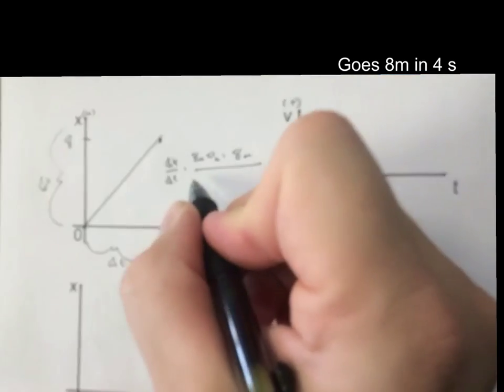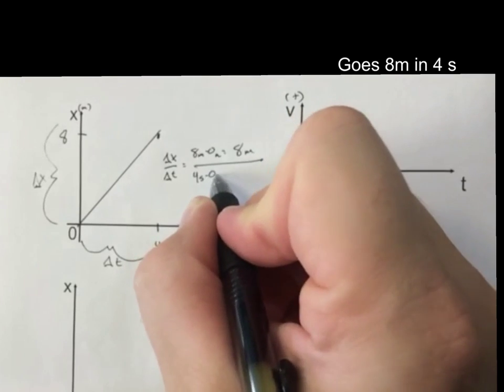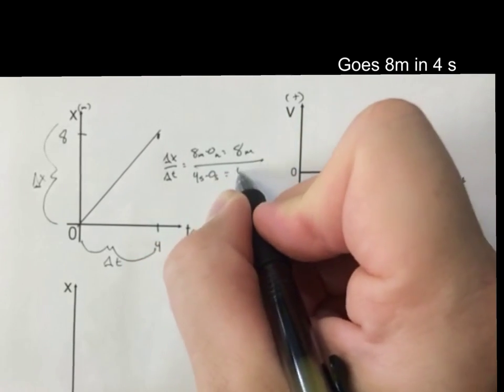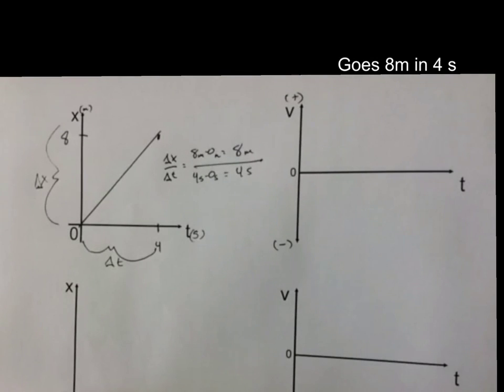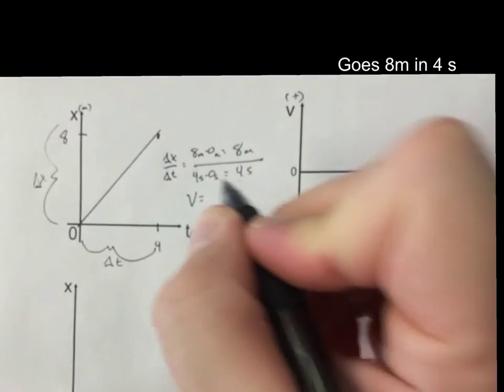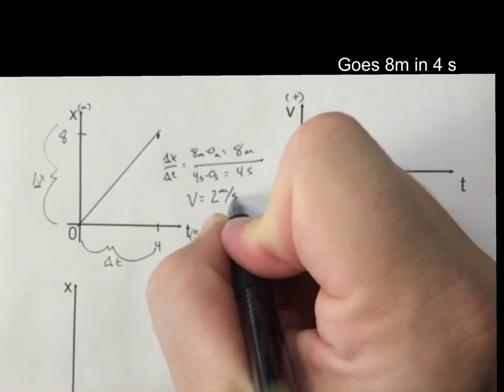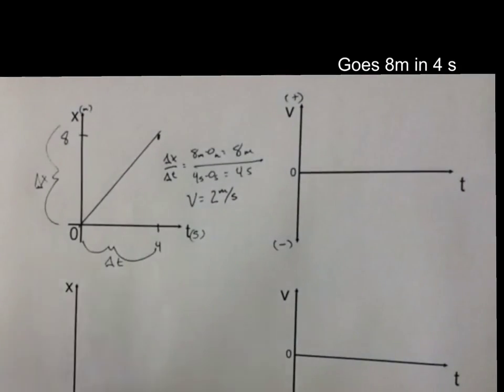And the amount of time would be 4 seconds minus 0 seconds. And so the change in time would be 4 seconds. We picked some easy numbers here for us to work with in the beginning. And you'll see that the velocity of this object is 2 meters per second. Now, why is that important? Well, we can use it to help us set up the graph over here.